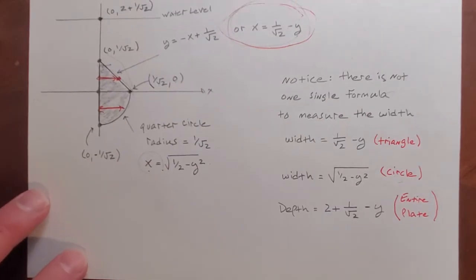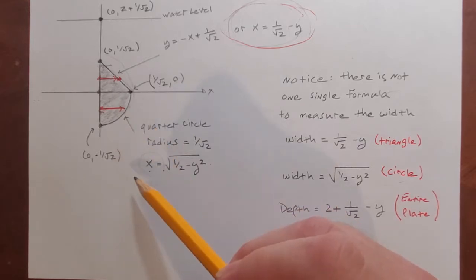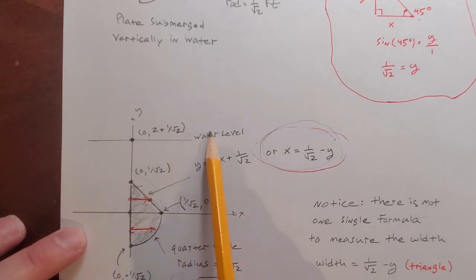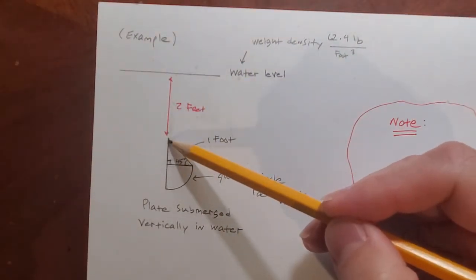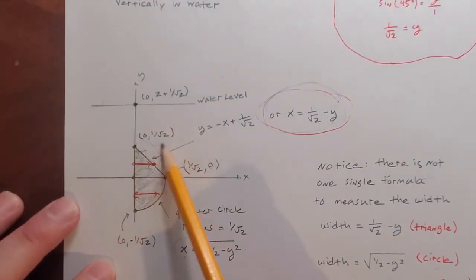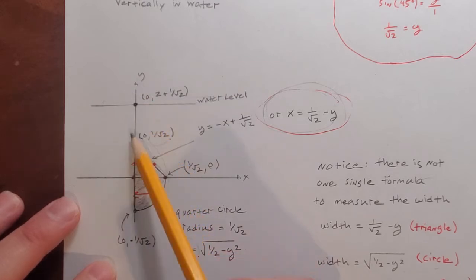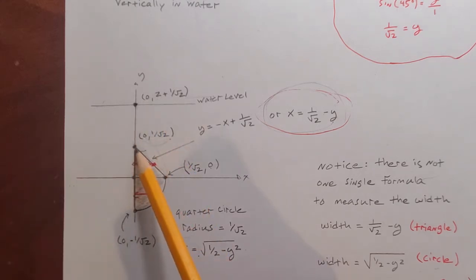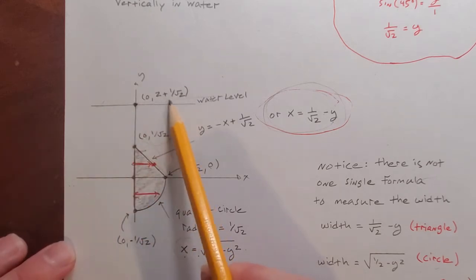So here's the difficulty with this problem. It looks like I have everything I need. Oh, one more thing. Where do I put the water level? Let's see. Is 2 feet above the top. So where's the top? Right there. And what's the y-coordinate? 1 over root 2. So where does that need to be if this is 2 feet above? Well, 2 plus whatever the y-coordinate is for the top, which is 1 over root 2. So the water level is at 2 plus 1 over root 2.